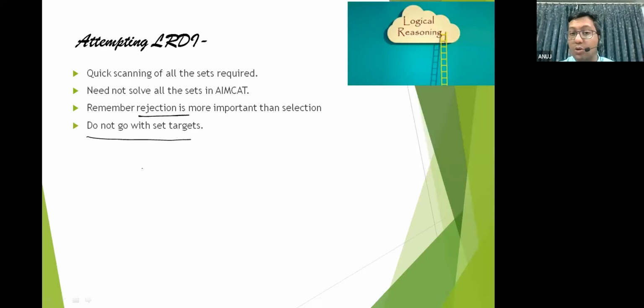I would also suggest do not go with the time limits. When you are asking me the question, how much time can we take for scanning the section, or how much time can we take to complete one set, please do not go with the pre-decided notion. For scanning, of course, you should not take more than 2 to 3 minutes, but how much time a set is going to take, that we cannot decide, because it will differ from set to set, right? It will depend upon the number of conditions.